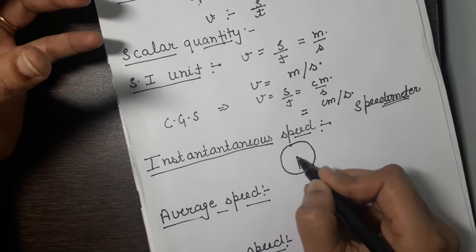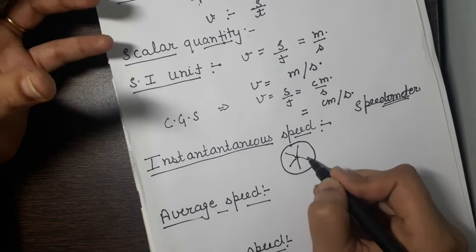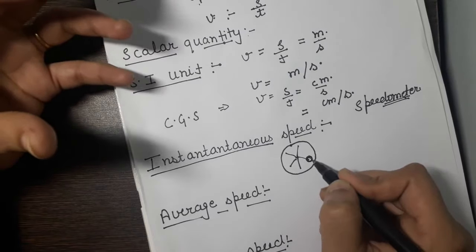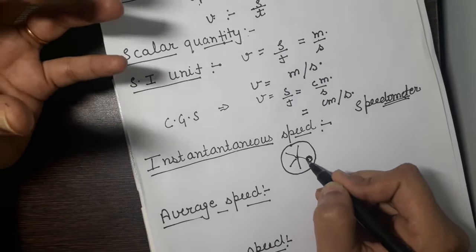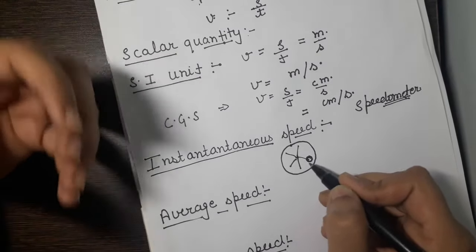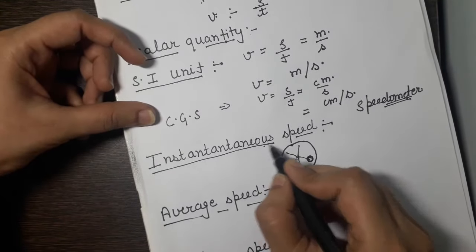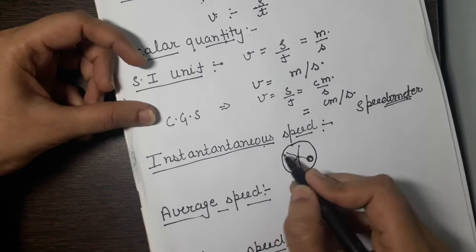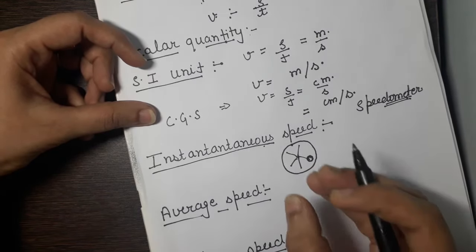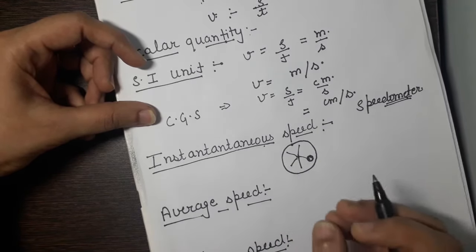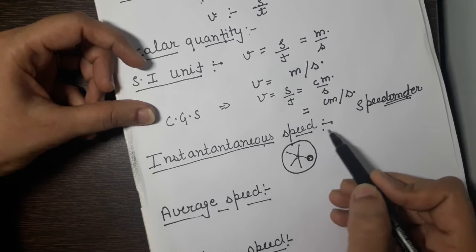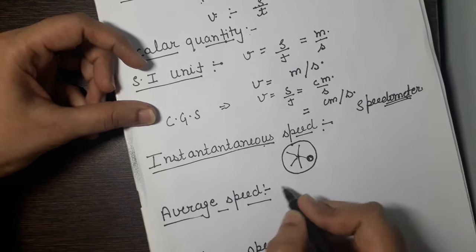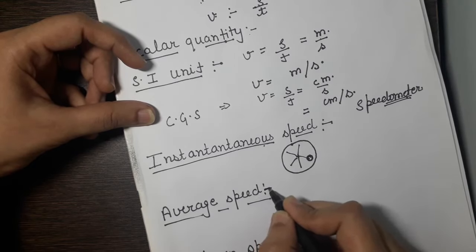For example, we want to know the speed at this moment, then the speedometer will tell us particularly at that time. This type of speed, which we come to know at any particular moment or at any instant of time, is called instantaneous speed.